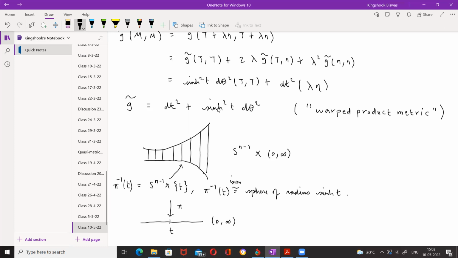So is the picture clear? You get this warp product metric on hyperbolic space. Okay, so this is useful for calculation sometimes. And yeah. Okay, is this all right?